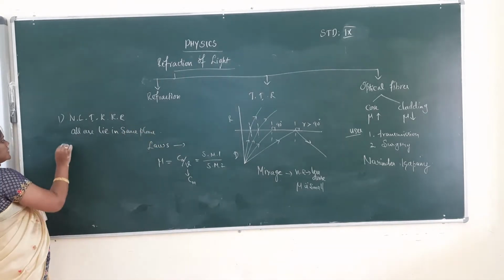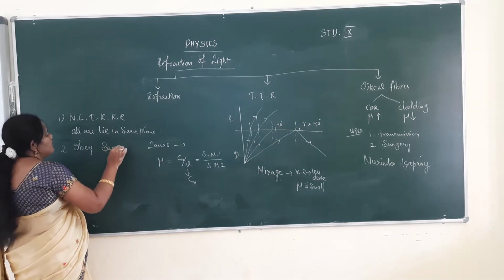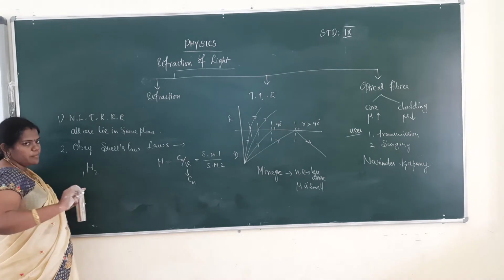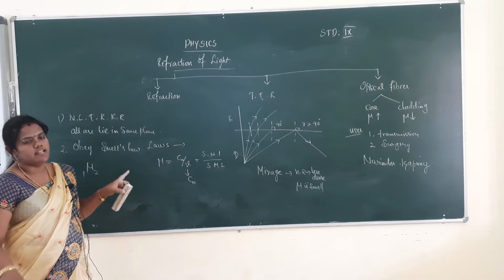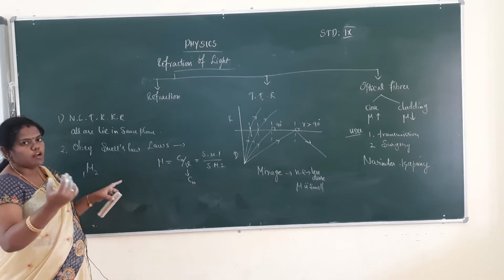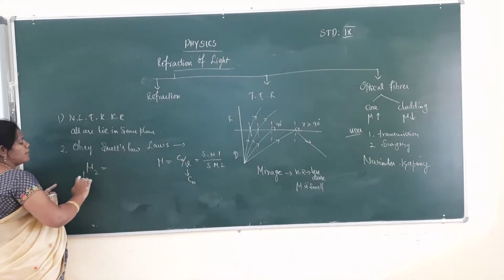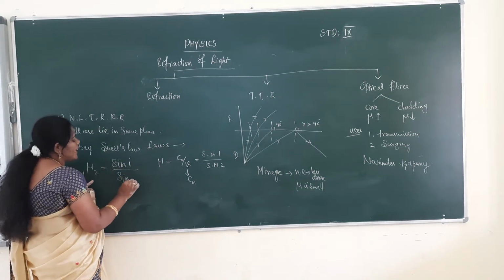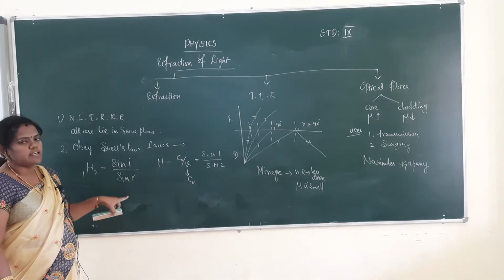The second one: it obeys Snell's law. What is Snell's law? Light falls from one medium to another medium. Mu is the refractive index, the ratio of the speed of light passing from one medium to another. So the refractive index mu is equal to the ratio of the sine of the angle of incidence to the sine of the angle of refraction. So mu is equal to sin i by sin r, that is Snell's law.